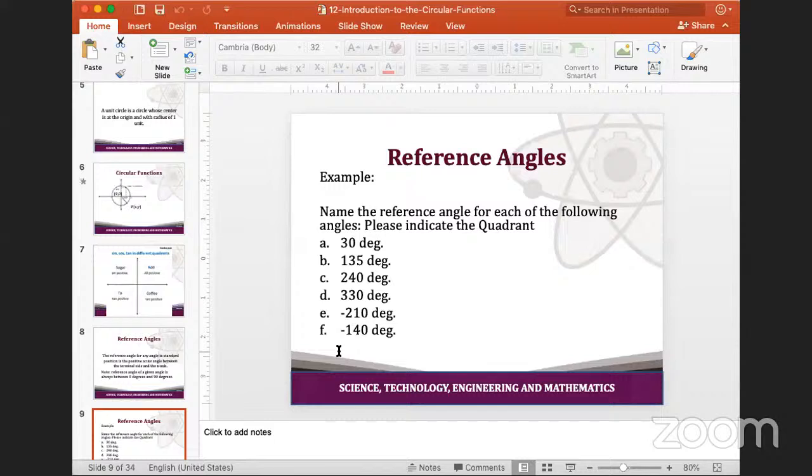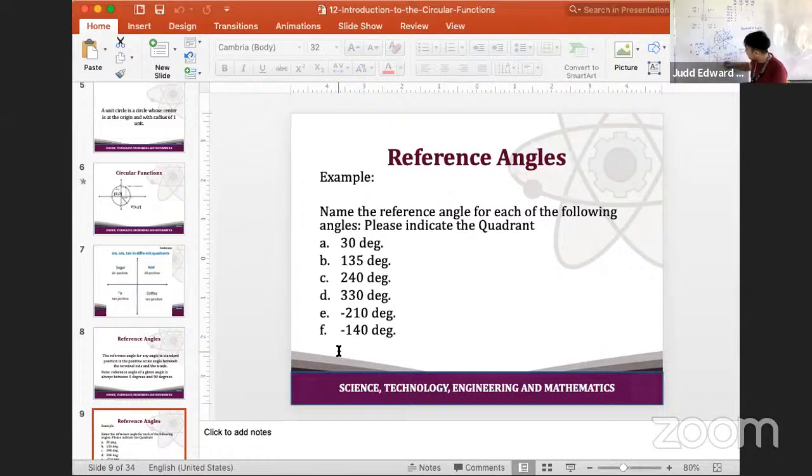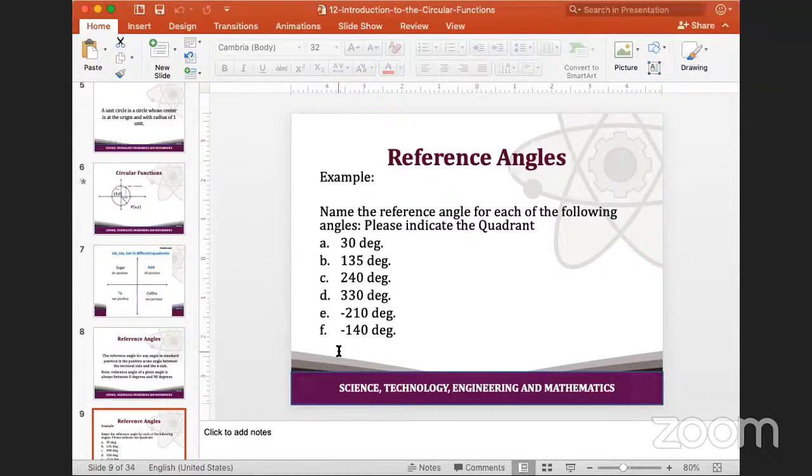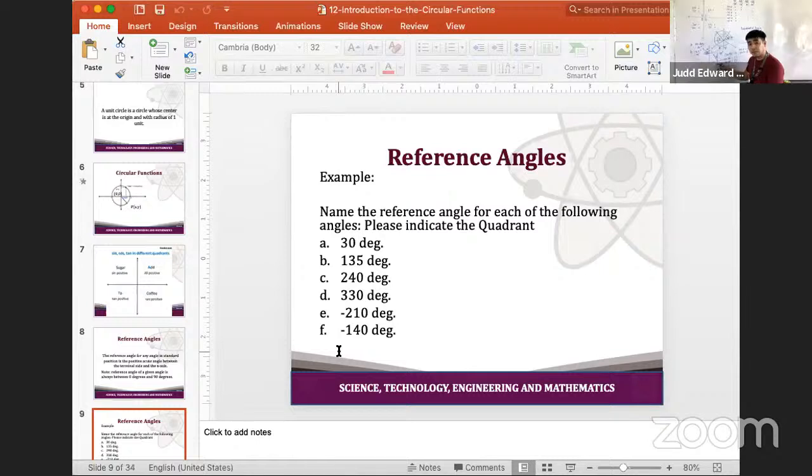So what if meron akong ganito, umabot siya dito, tapos siya ay 120 degrees. Eh yung 120 degrees natin, nandito lang siya, tapos ito ay 30 degrees. Ano dapat yung reference angle ni 120 degrees? Dapat ba 30 degrees? Yes or no? No, sir. What must be the reference angle of 120?